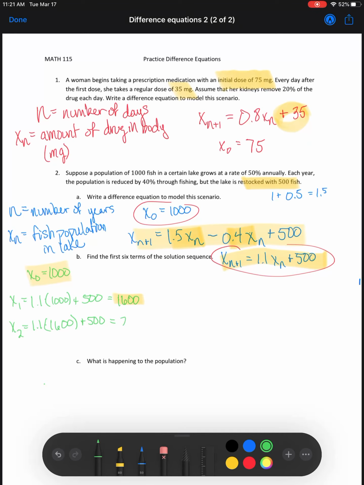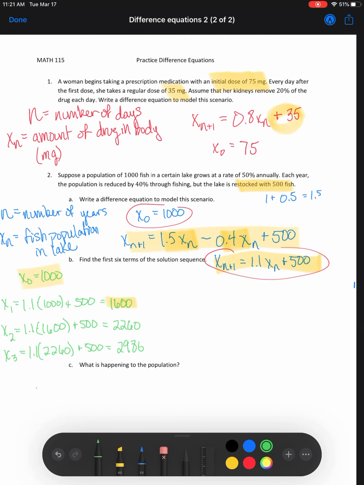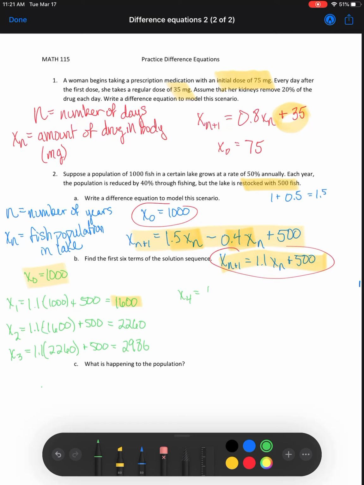And again, grab your calculator if you want to follow along. You should check my work on this. So x_2 is 2,260. Likewise, I'll just go ahead and write down the calculations for x_3. We have 1.1 times that 2260, and then plus 500. So our fish population at the end of year 3 is 2,986. Oh, cool. All right, x_4. We would do 1.1 times the 2986, and then plus 500.